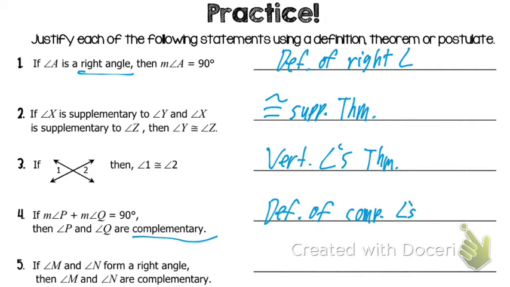Okay, number 5. If angle M and angle N form a right angle, then angle M and angle N are complementary. Well, are we going words to math or math to words? No, so probably not definition, so we can rule those out. It is the complement theorem. If we have a right angle, two things make a right angle, then those have to be complementary. That's our complement theorem.